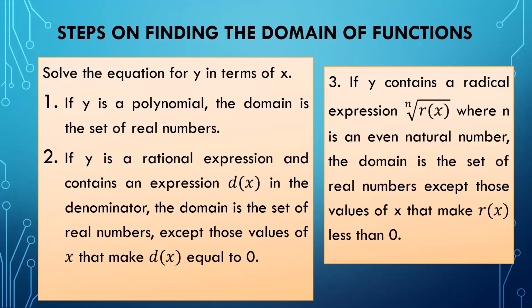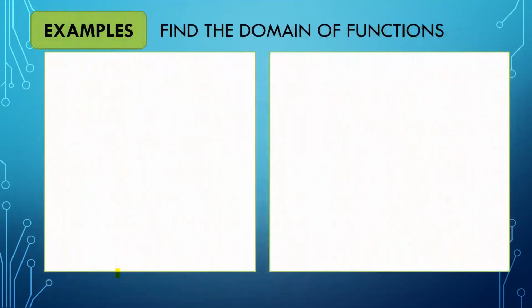And number 3, if y contains a radical expression, the nth root of r of x, where n is an even natural number. If we talk about an even natural number, it is divisible by 2. The domain is the set of all real numbers except those values of x that make r of x less than 0. So we have here an example to fully understand how to find the domain of a function.